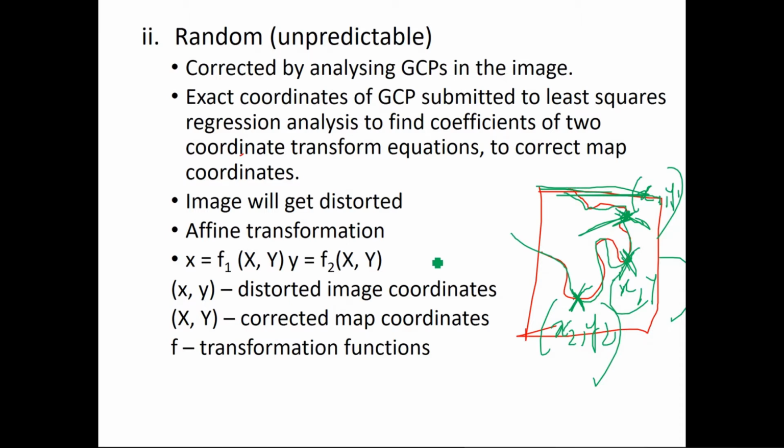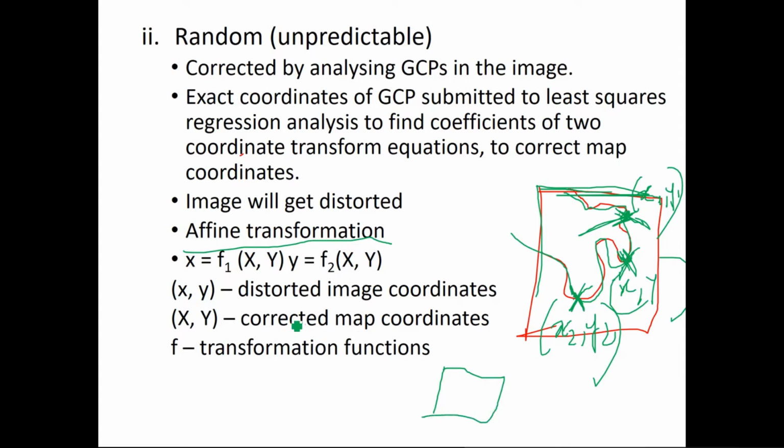So you know the actual points, you transform it to the actual coordinates by some transform equations, and those values which get the least squares in the regression analysis will be the exact points that match on the actual figure and the ground control points. This process is called affine transformation.